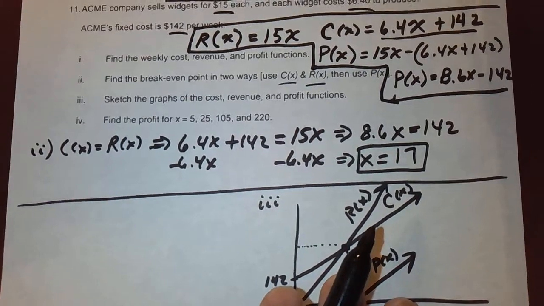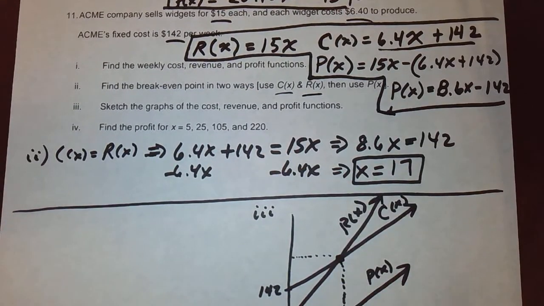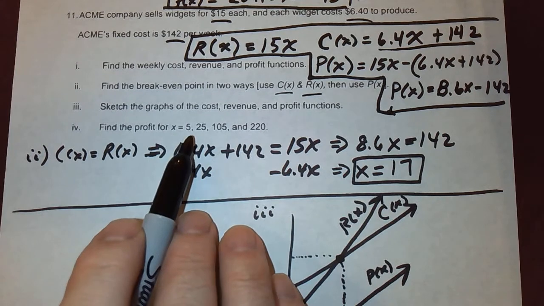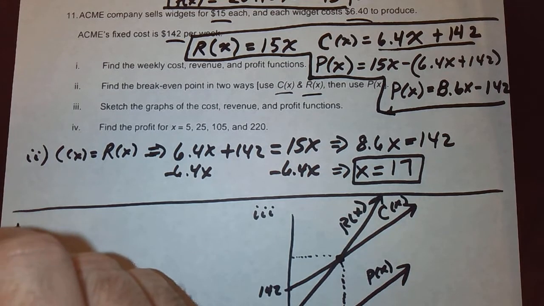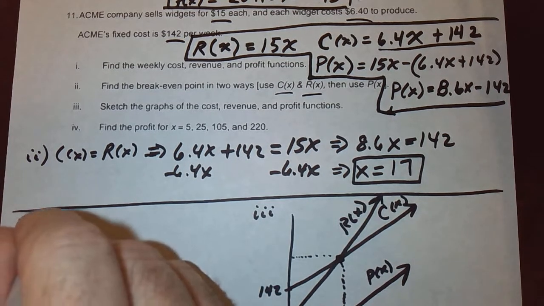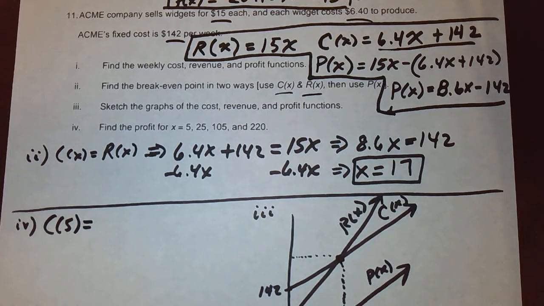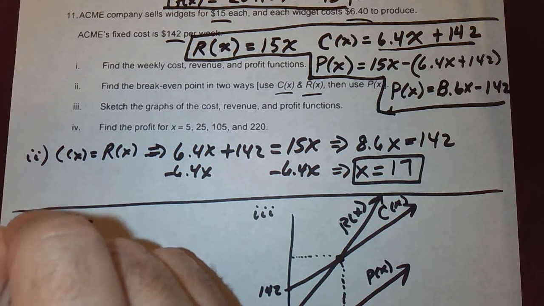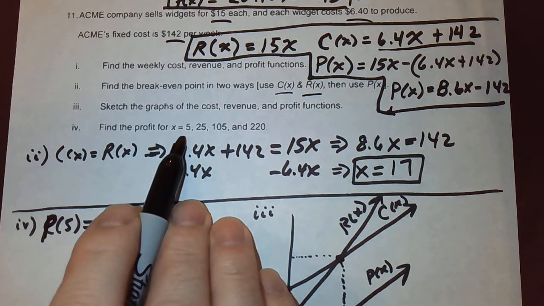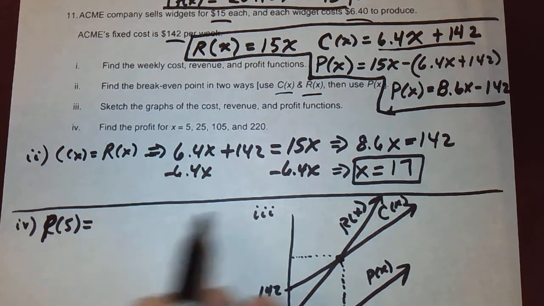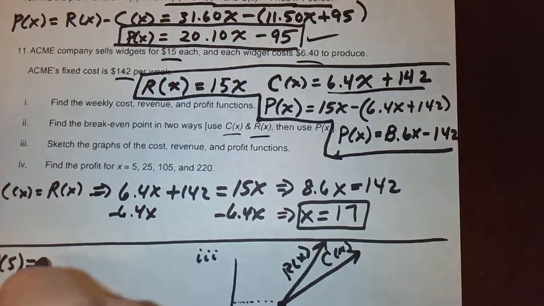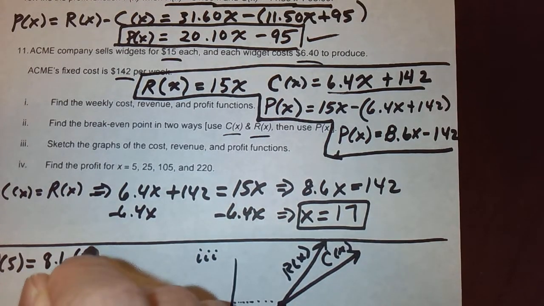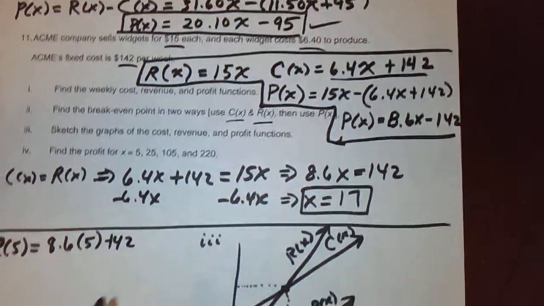Okay, last part of this is find the profit for x equals 5, quantity 10, quantity 105, quantity 220. So this will be part 4. Well, all we need to do is say what's P of 5 for the first one, we're doing the profit. So all we need to do is plug a 5 into the profit function. The profit function we had written right over here, 8.6 times 5 minus 142.